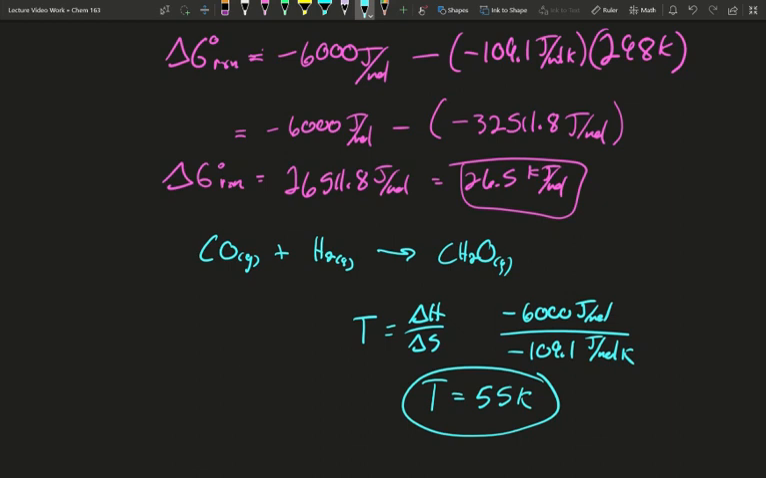At that point, you're not really gaseous anymore. You'd have to set up the system very particularly to make this happen. But you can identify at what temperature that transition between spontaneity and non-spontaneity occurs.